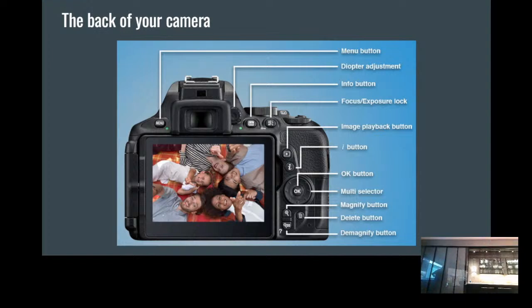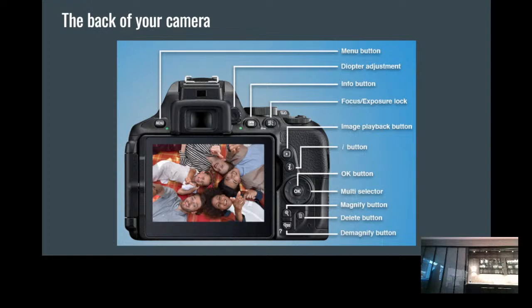Other than that, you got the delete button. And that's the last button that you'll probably see on there. Garbage can with its lid kind of half coming off. Again, you don't like a photo on there, you scroll through using the multi-selector, you hit delete, it'll say, are you sure you want to delete? You'll press the OK button, takes it off the camera.